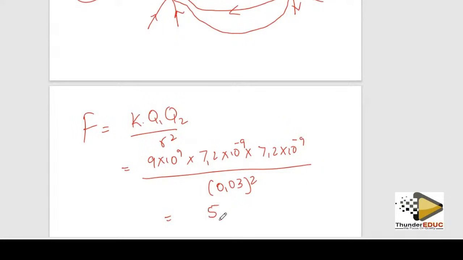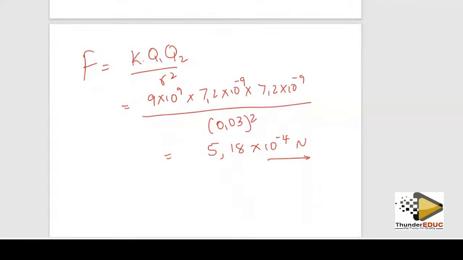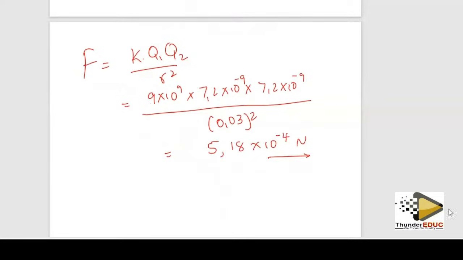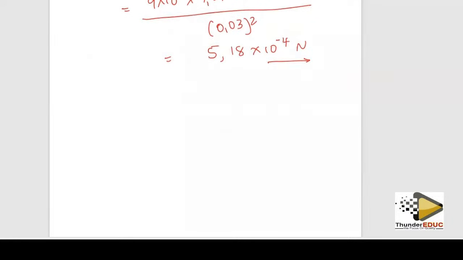Okay, I'm having 5.18 times 10 to the negative 4. Since this is a force, we can say newtons. Now someone will talk about the direction. Magnitude that force Y exerts on X. It's not a big deal. So that is the magnitude of the force.